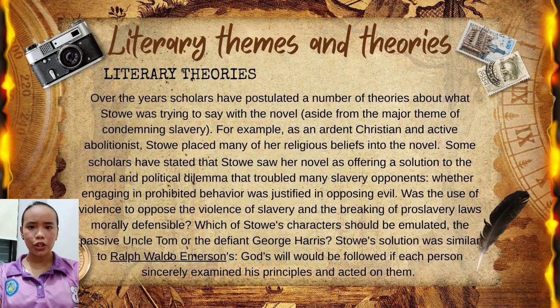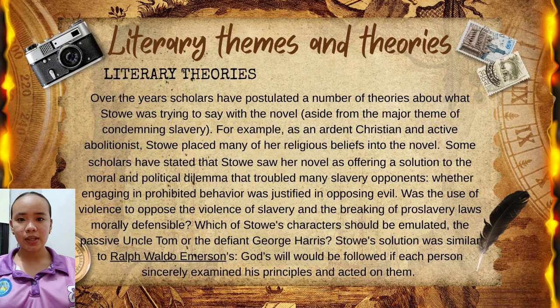Which of Stowe's characters should be emulated? The passivity of Uncle Tom or the defiance of George Harris? Stowe's solution was similar to Ralph Waldo Emerson's: God's will would be followed if each person sincerely examined his principles and acted on them. Scholars have also seen the novel as expressing the values and ideas of the free labor movement. In this view, the character of George Harris embodies the principles of free labor, and the complex character of Ophelia represents those Northerners who condoned compromise with slavery.